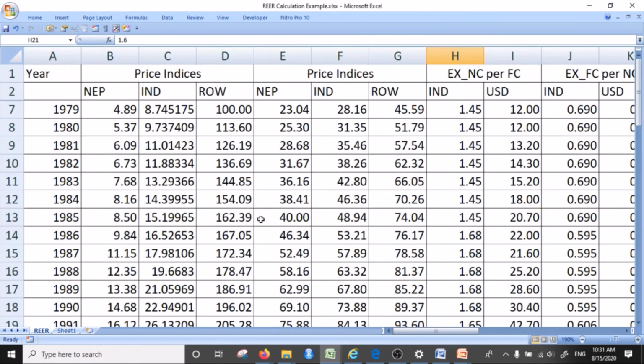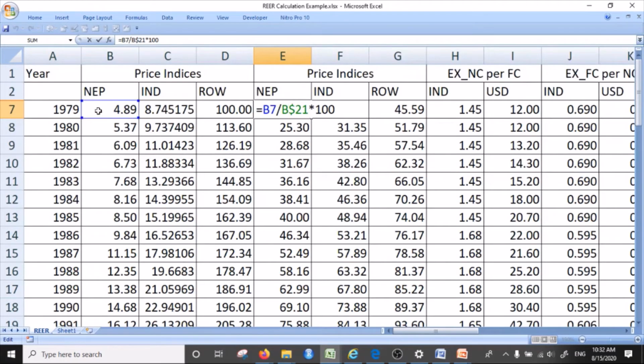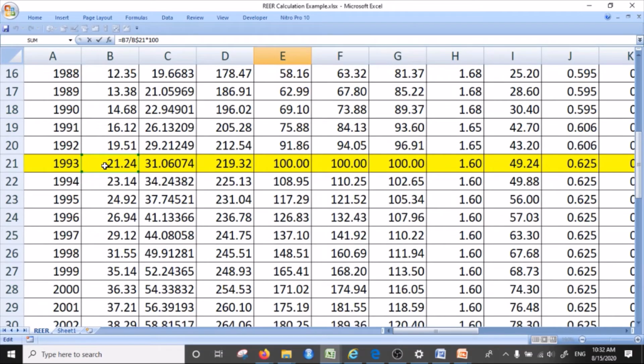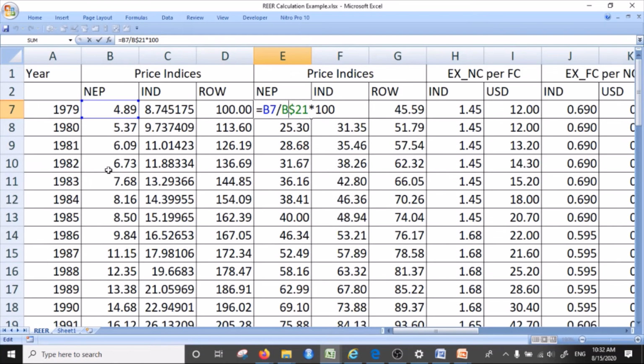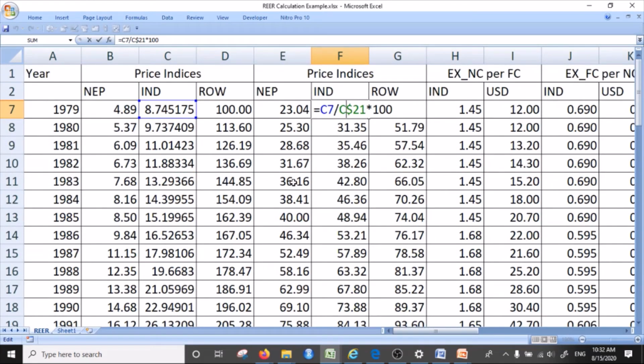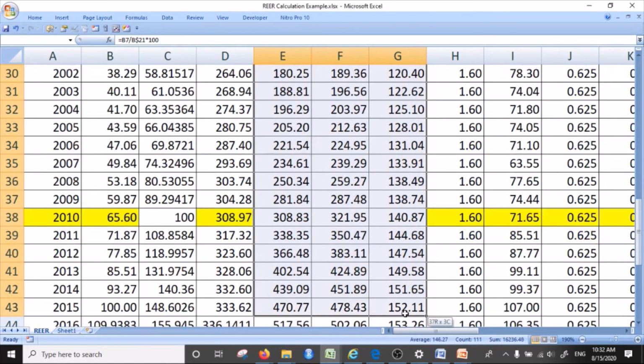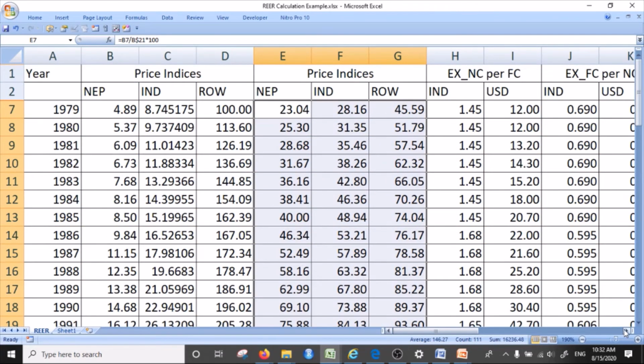So to re-index the CPI, we just divide the old index series by the index of the base year. B21 is the index value of the base year 1993. So we divide the old index by the index value of the base year and multiply it by 100. Here also we do the same. We divide the old index value by the index value of the new base year, and multiply it by 100. So now we have re-indexed the CPI to a common base year 1993.